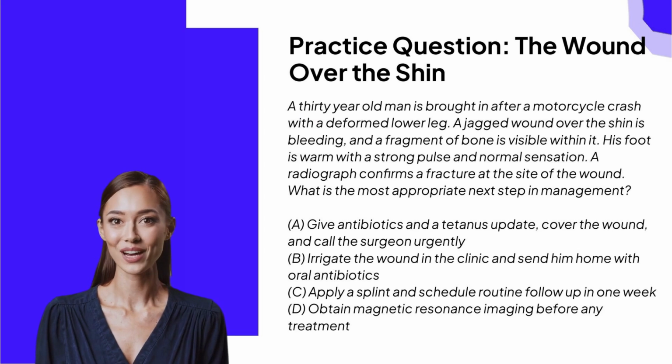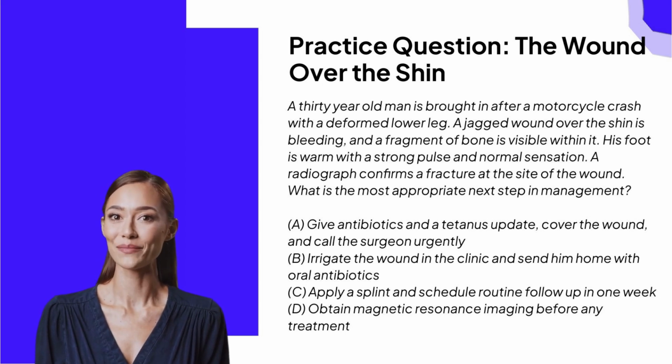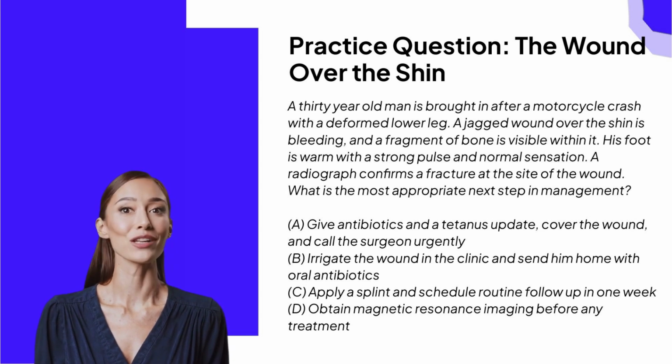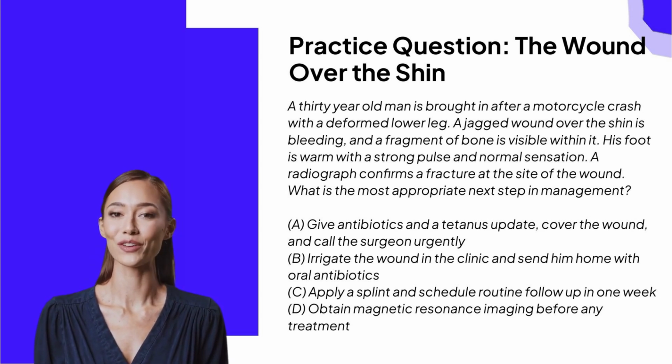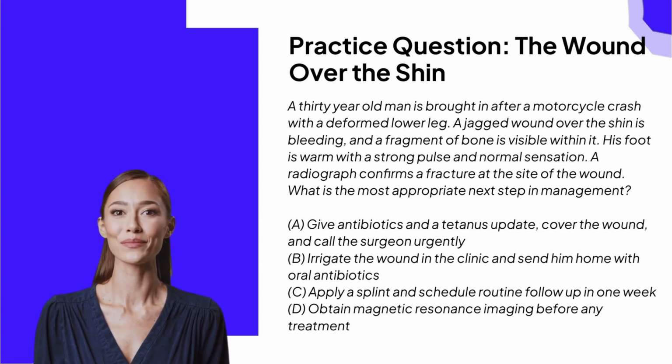Here is our third practice question. A 30-year-old man is brought in after a motorcycle crash with a deformed lower leg. There is a jagged wound over the shin, it is bleeding, and you can see a fragment of bone within the wound. Reassuringly, his foot is warm with a strong pulse and normal sensation. The radiograph confirms a fracture right at the site of that wound. The question asks for the most appropriate next step.